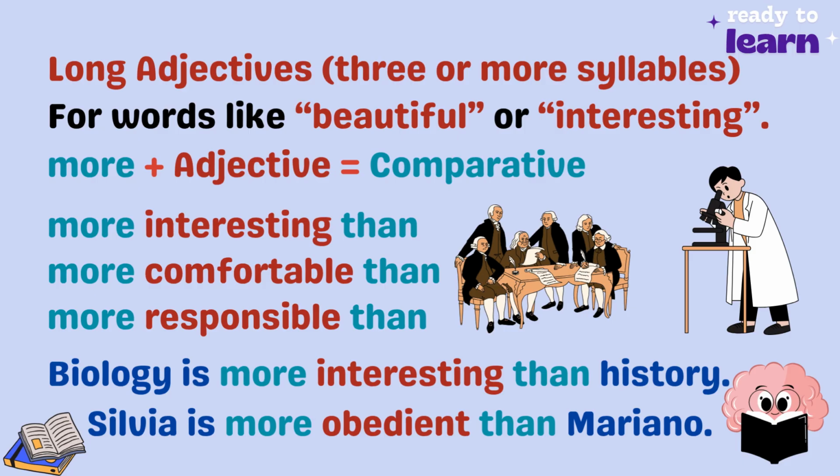But what if the word is already long? 3 or more syllables, long adjectives. For words like beautiful or interesting, we use a different rule. Simply place the word more in front of the adjective to form the comparative. For example, more interesting than, more comfortable than, more responsible than. Biology is more interesting than history. Sylvia is more obedient than Mariano.